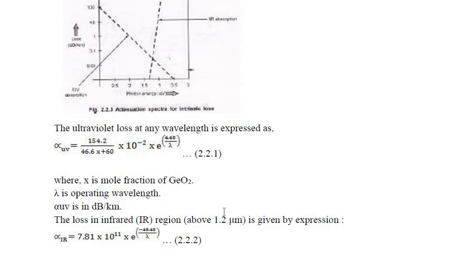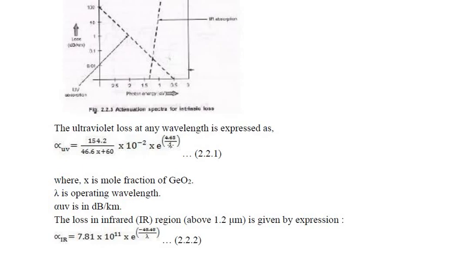The ultraviolet loss at any wavelength is expressed as alpha UV is equal to 154.8 divided by (46.6 x plus 60) into 10 raised to minus 2 into e raised to 4.63 divided by lambda, where x is the mole fraction of GeO2, lambda is the operating wavelength, and alpha UV is in dB per kilometer.